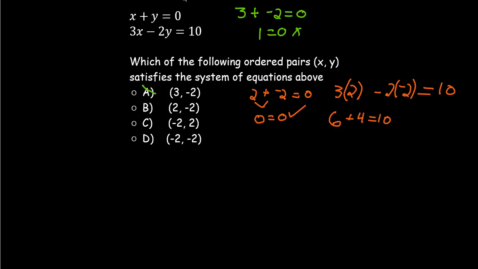Well, does that check out? Well, 6 plus 4 equals 10. So 10 equals 10. Remember, with a system of equations, it has to satisfy both. So letter B actually checks out. That's going to be our answer here.